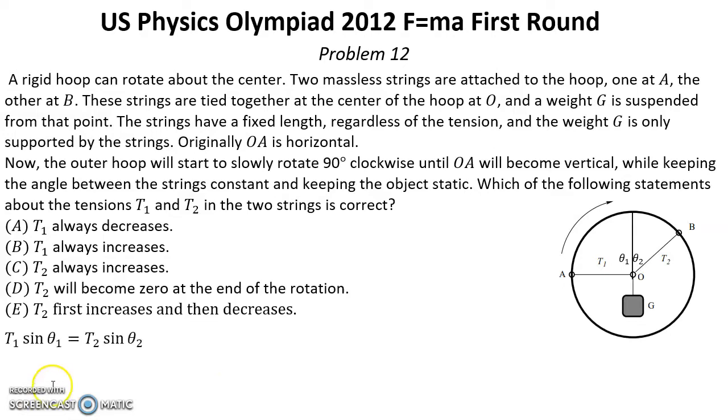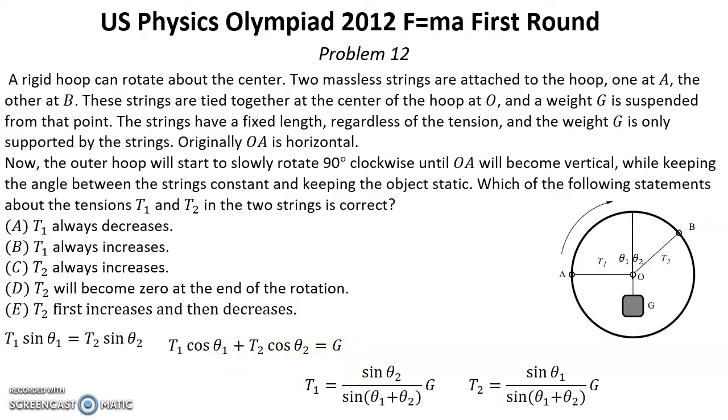In the horizontal direction we have this equation: T1 sine θ1 equals T2 sine θ2, and in the vertical direction we have this equation: T1 cosine θ1 plus T2 cosine θ2 equals G. The solutions for these two equations are this one for T1 and this one for T2.